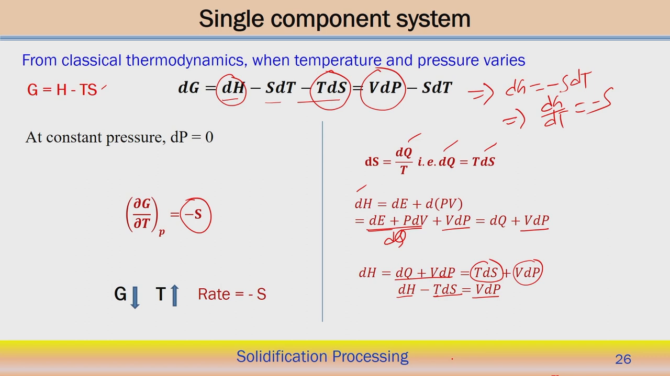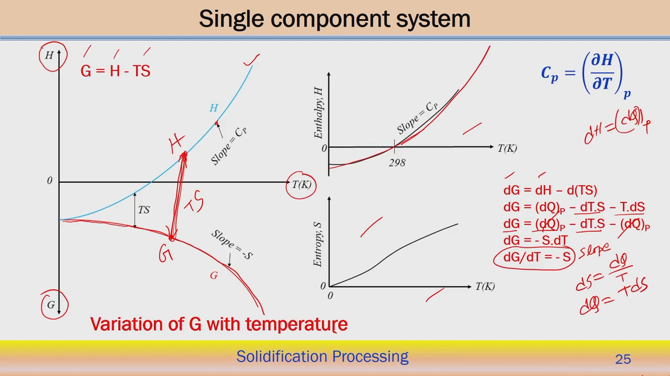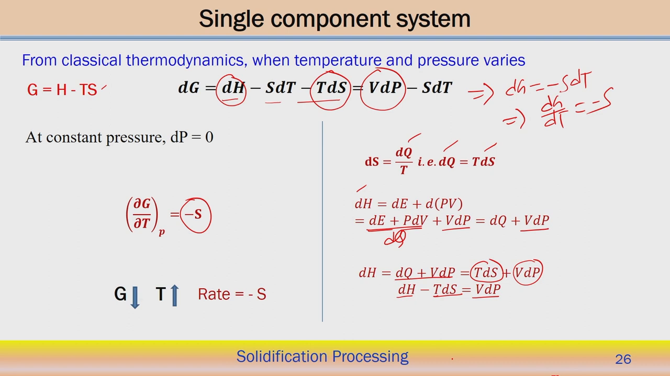Now, here you can observe the trend of this curve: with increasing temperature, the G value is decreasing. We can say that G decreases with increasing temperature, and the rate, which is basically how it is decreasing, can be represented by the slope, which is equivalent to minus S. So, this way we can analyze the Gibbs free energy curve associated with the single component system.